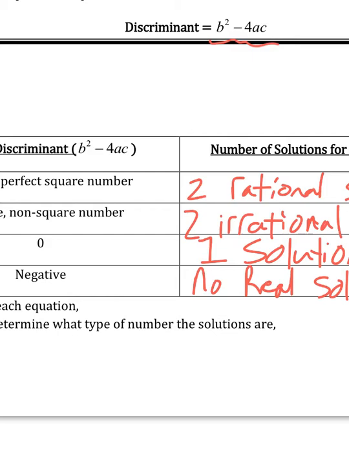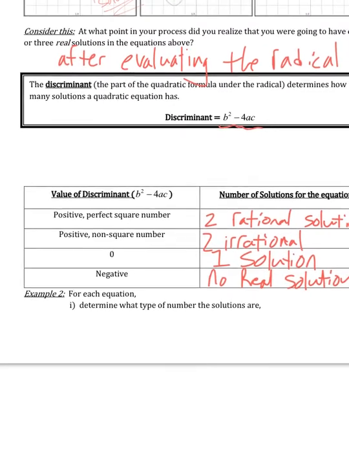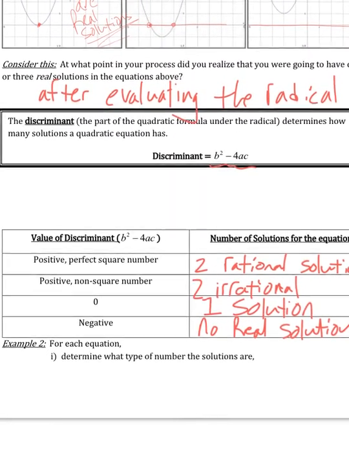And in many applications, that's all we care about. So if we just want to know the number of solutions, we don't need to compute the whole thing. We just need B squared minus 4AC.